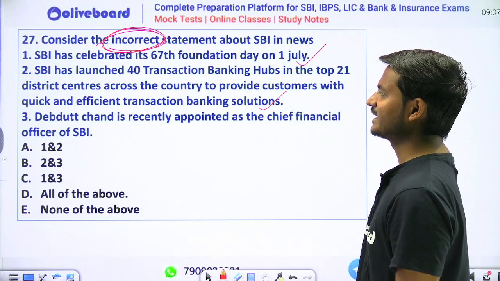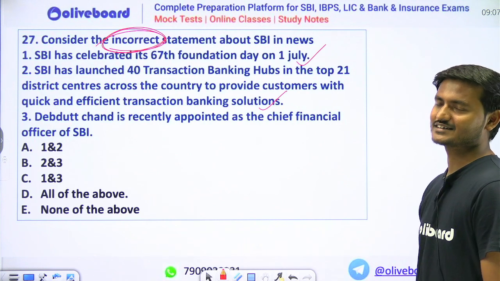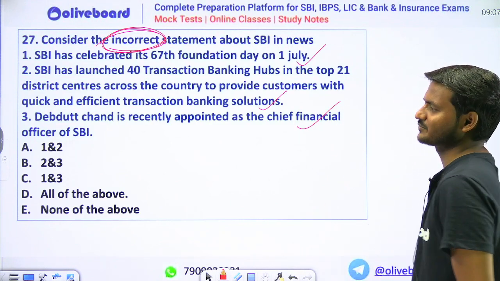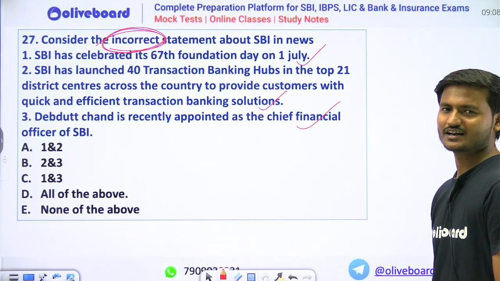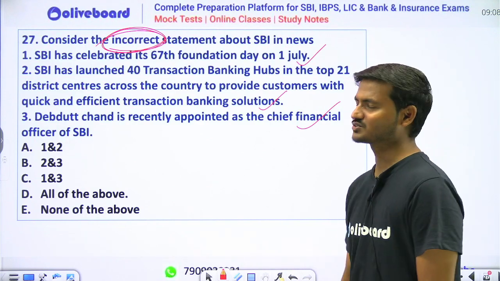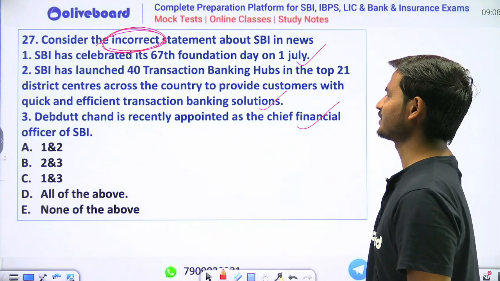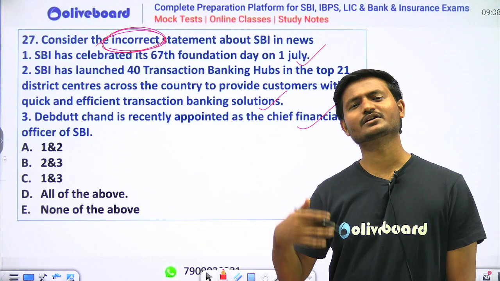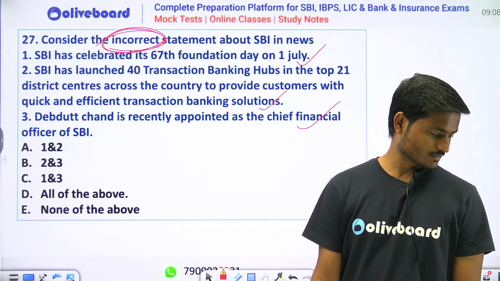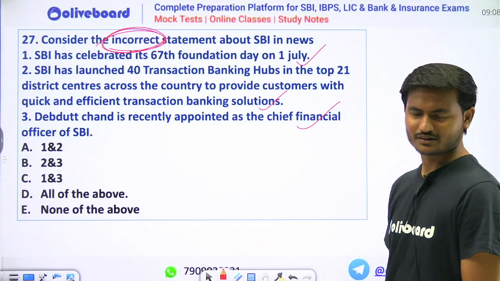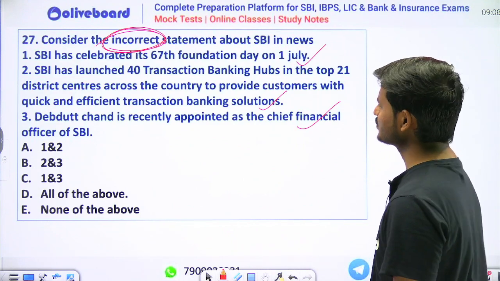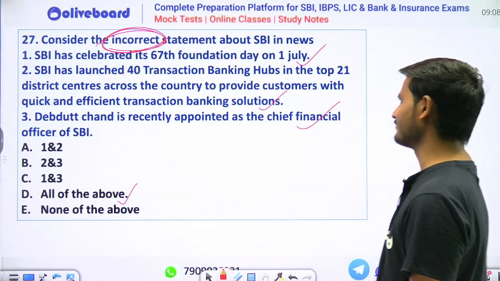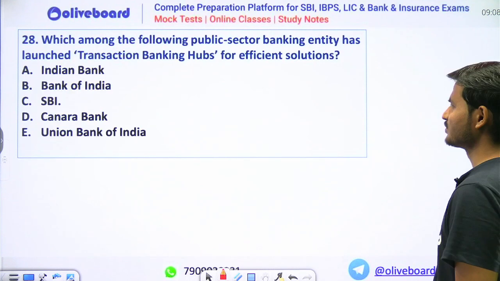Yes, positive news. And Devdutt Chand is recently appointed as the Chief Financial Officer of SBI, and that is also correct. In the previous question, we have seen that Devdutt Chand has been recently appointed as the MD of Bank of India. That was totally incorrect. Devdutt Chand is recently appointed as the Chief Financial Officer, that is CFO of the SBI. There are many appointments which are continuously in the news. Just try to remember the major ones in order to clear the exam. So here the answer is D, that is all of the above. Now let's move forward with the next question.